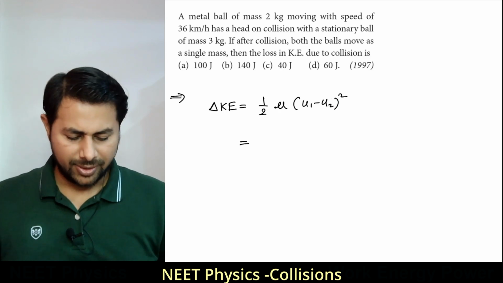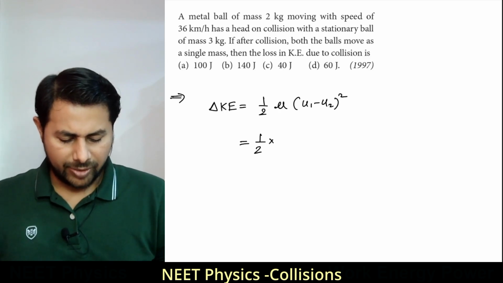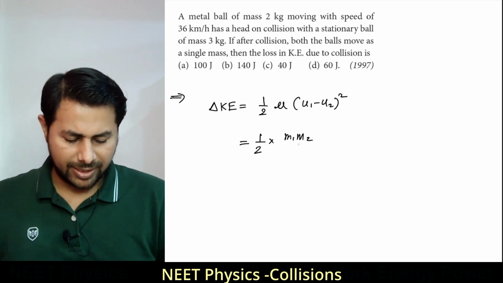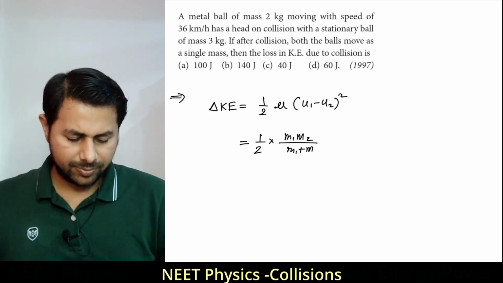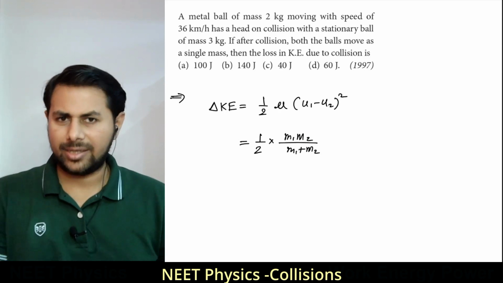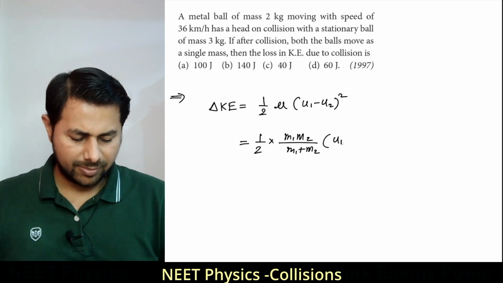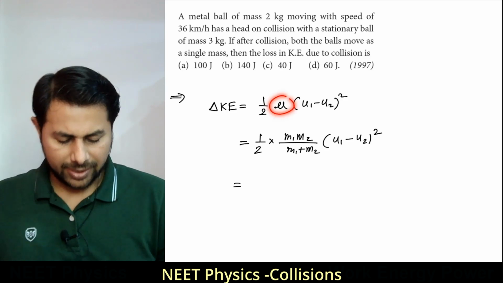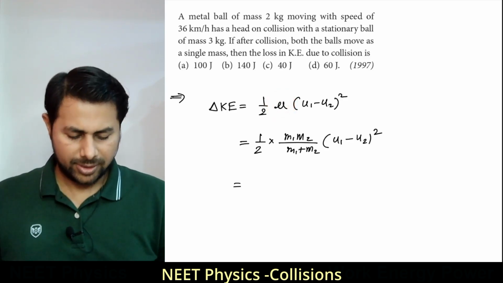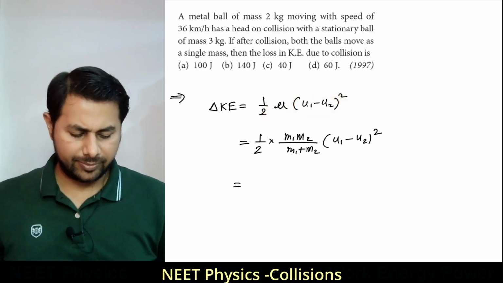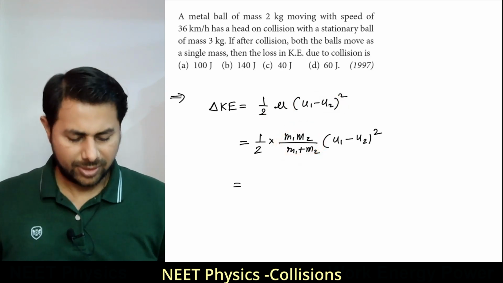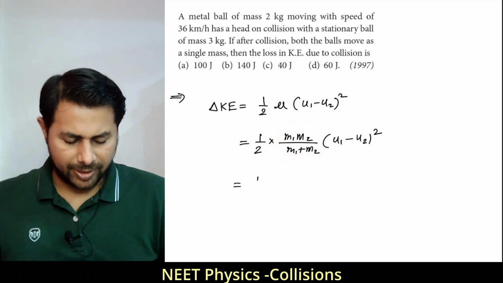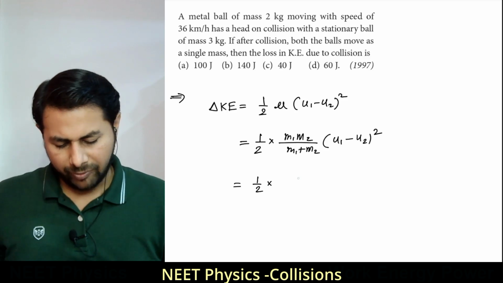Direct question. Okay, so half of, what is mu? m1 m2 divided by m1 plus m2. So you can directly write this formula multiplied by (u1 minus u2) square. Now, I told you this is reduced mass just to make it simple, but you can remember this thing also. So this is also simple, not that difficult. So it's half of m1 m2.